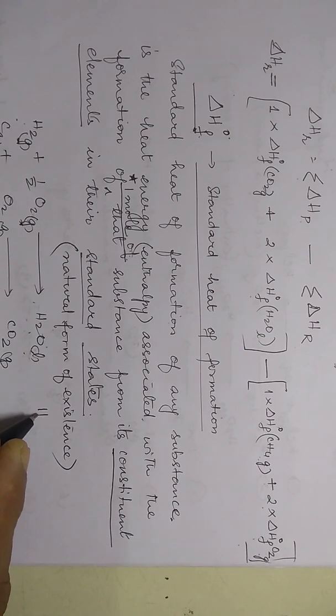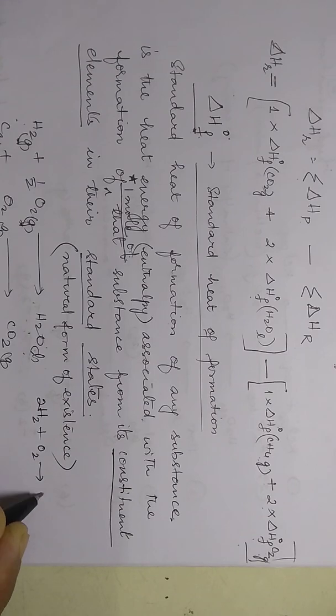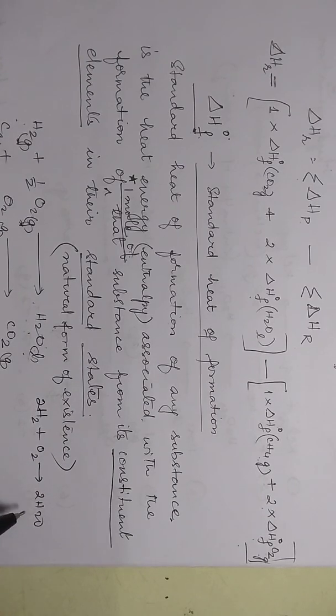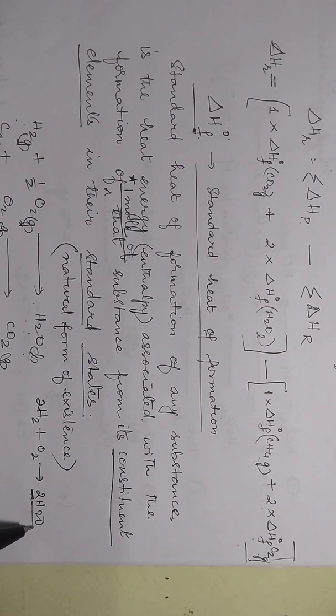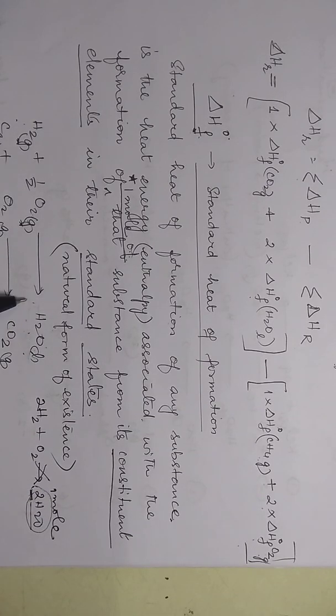Otherwise, you may also write the equation as 2H2 plus O2 gives 2H2O. Is it not? Here you are showing 2 moles of water formation. But this is not the way to write for standard heat of formation of a substance. You have to show only 1 mole. That is why I have written 1 mole here.